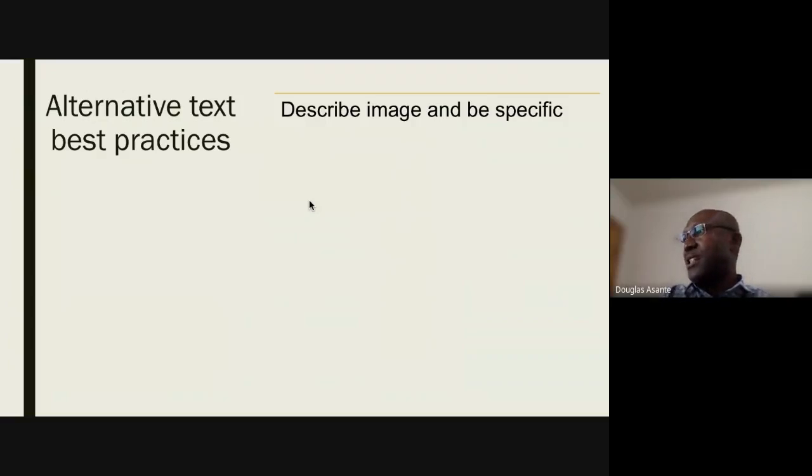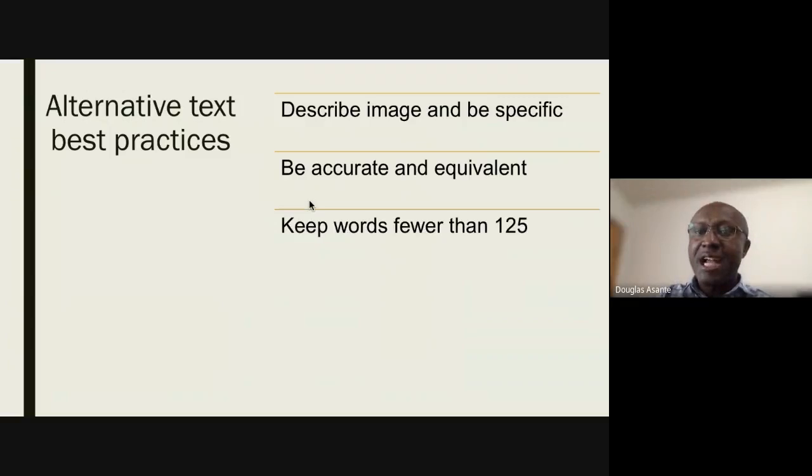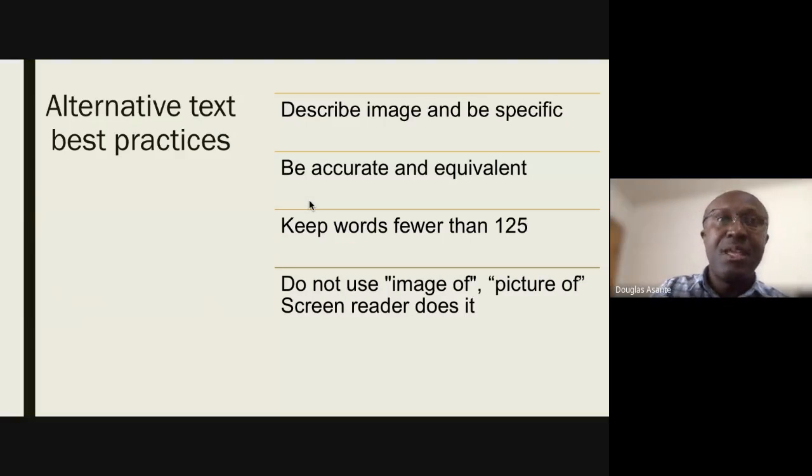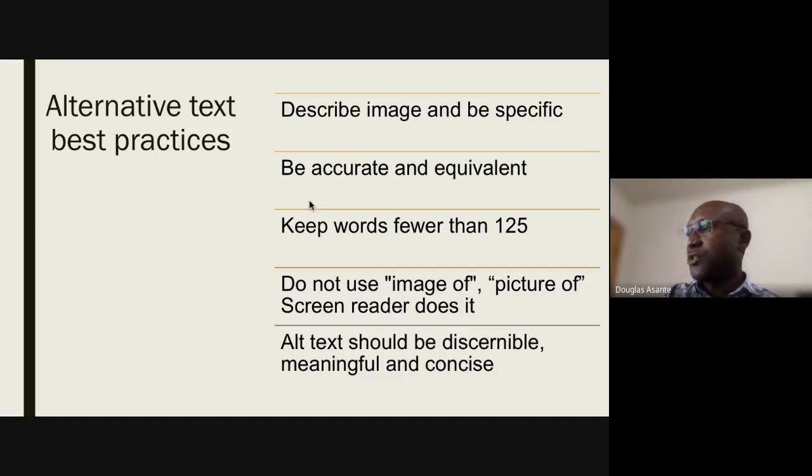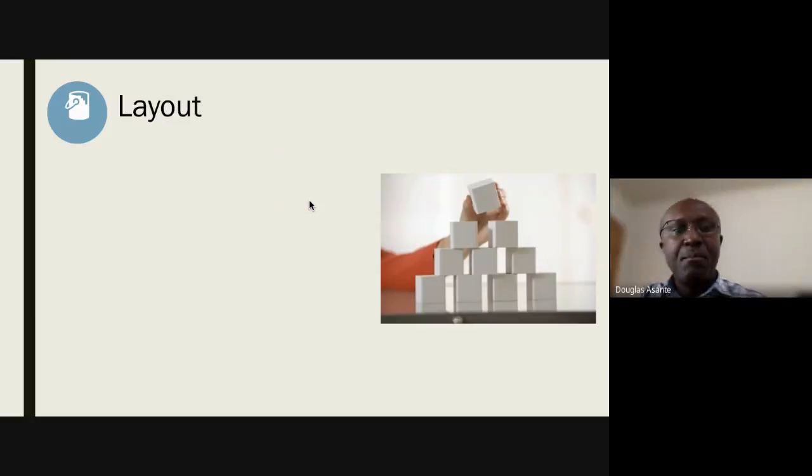So for best practices for image descriptions, be specific and make sure the information is accurate. Don't run beyond about 125 words; that would be too much. Be as brief as you can. Here I was talking about being concise and straight to the point too. And do not use "image of" or "picture of," because the screen reader will take care of that. Make sure it's discernible and meaningful.